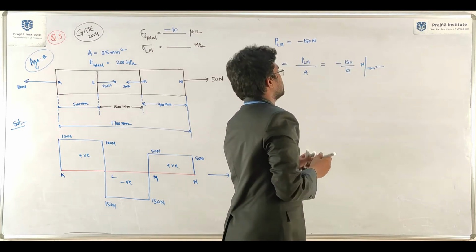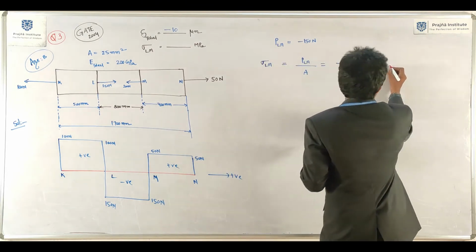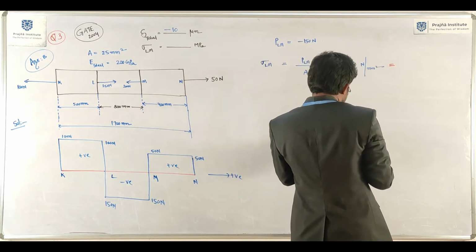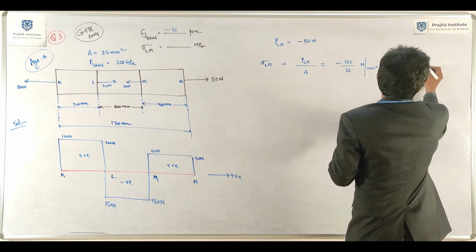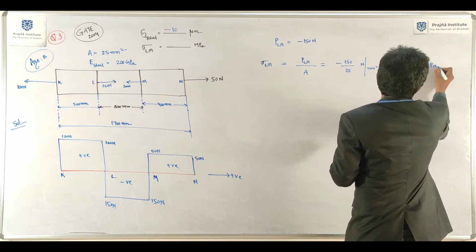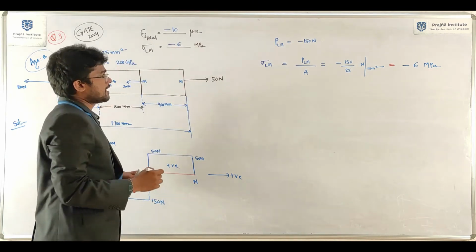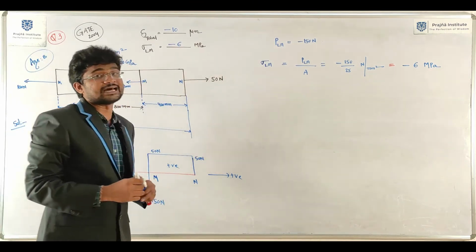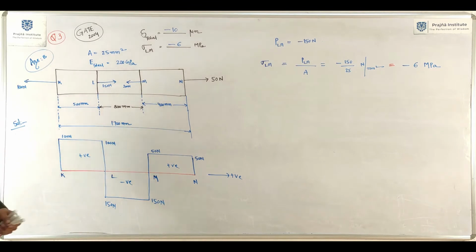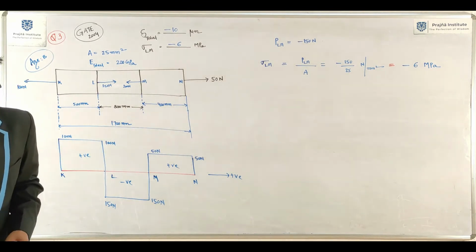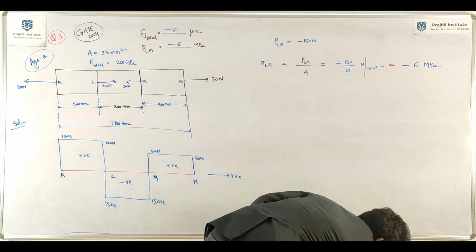Finally, how much will you get? 25 sixes are 150, so minus 6 megapascal. So sigma LM equals minus 6 megapascal. Here delta total is minus 10 micrometer. This is all about question number 3. Next, read question number 4.